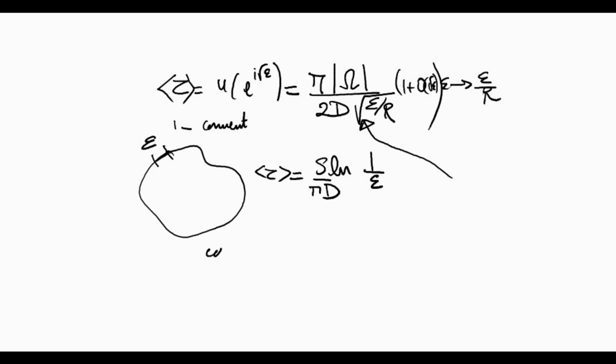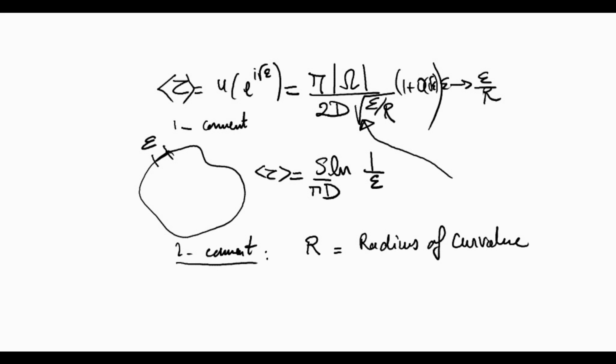And the second comment that I would like to give is that this calculation is obtained for a fixed radius of curvature. So we cannot let, for example, r going to 0 to push this formula. This formula will not be valid. R has to be fixed, and epsilon here is the small parameter.